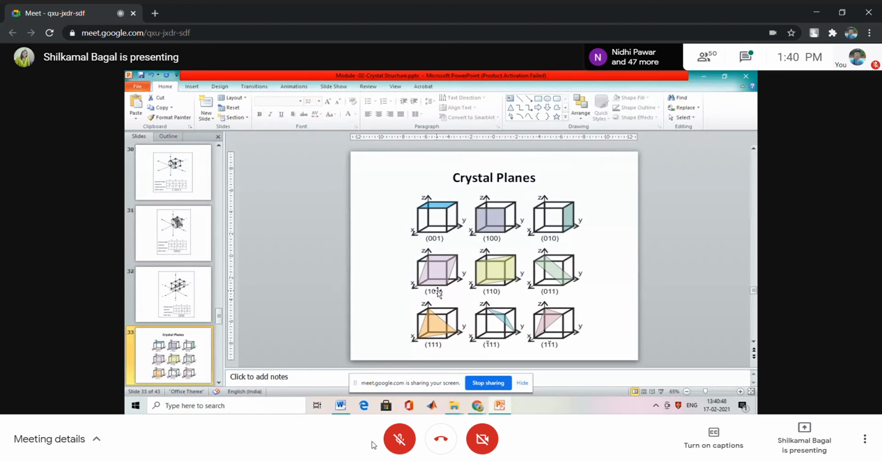Suppose we have given the indices and we have to draw this plane. First of all, the first step is to take the reciprocals of these indices. What will the reciprocals be? 1 upon 1, 1 upon 0, infinity, and 1. Then mark the intercept on the x-axis at 1 unit, meaning this corner. Then along y there will be no intercept. It is infinity, meaning it will remain parallel.